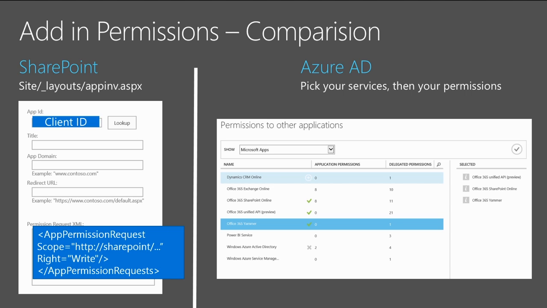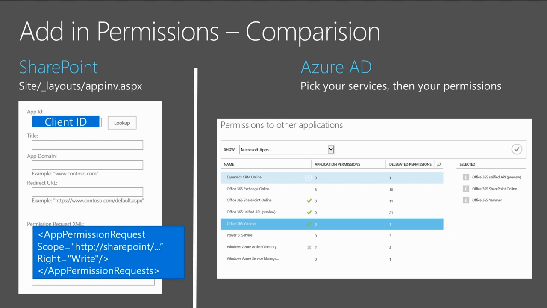Over there. All right, so for add-in permissions, what we wanted to do was just compare the experience between SharePoint permissions and the Azure Active Directory permissions. So here what we have is appinv.aspx. I'm going to plug in my client ID, and I'm going to put a permission request. It's basically an XML blob that I'm going to drop in there, just XML components, that are going to say, here's what my app actually wants to do as part of that registration.